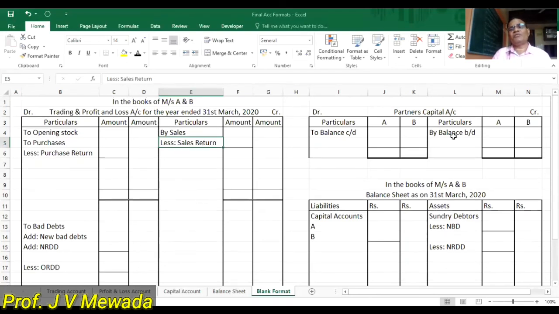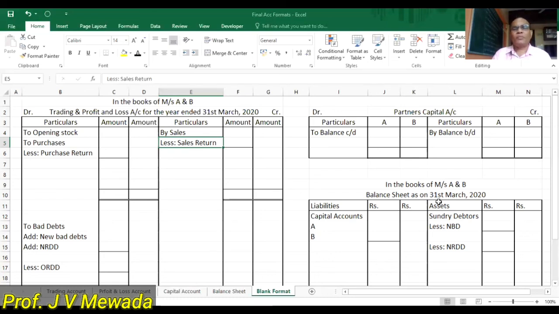In the capital account, you will write partner A and partner B. This is the columnar method of maintaining capital account. We are not maintaining A's capital account and B's capital account separately. We are maintaining A capital and B capital, so a column for A and a column for B, and the particulars are common. So by balance brought down, and at the end, whatever be the balance, you will get two balance carried down.